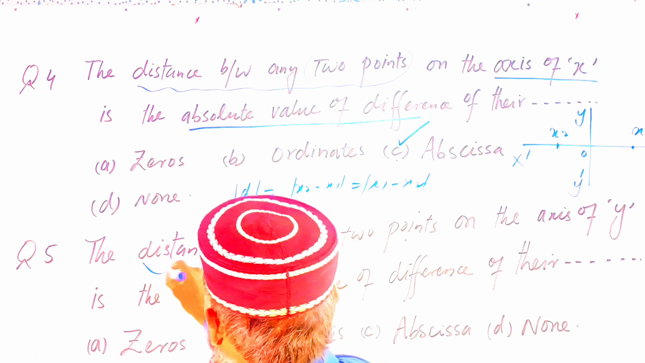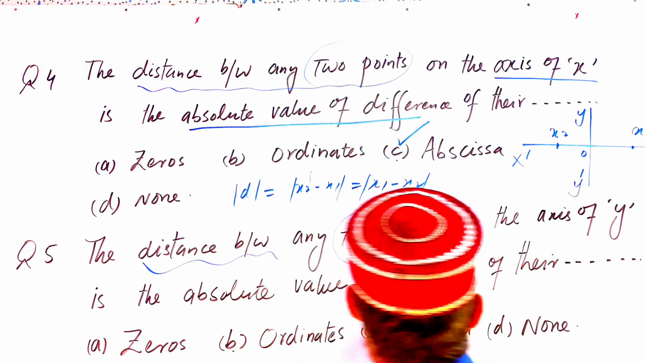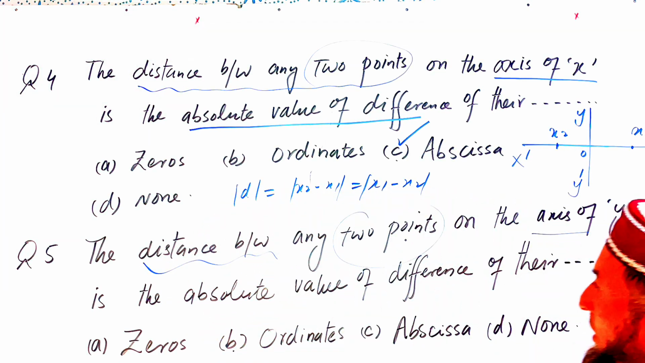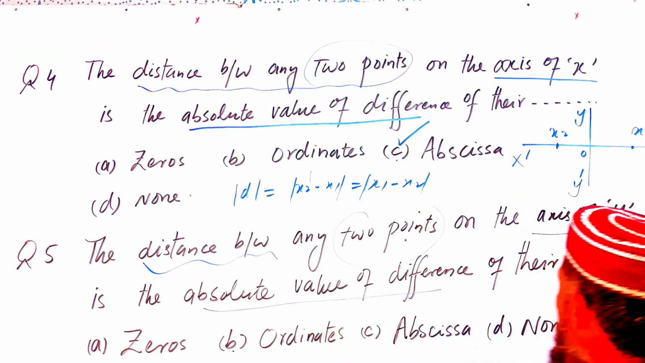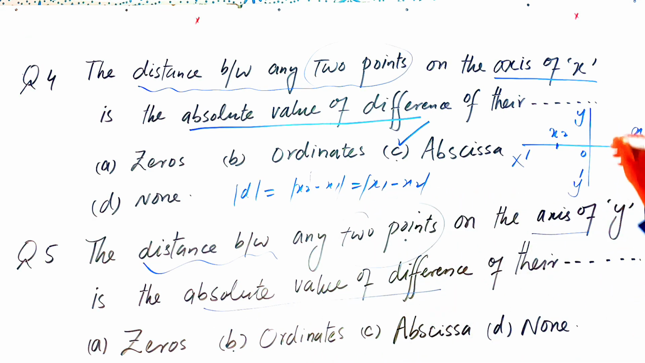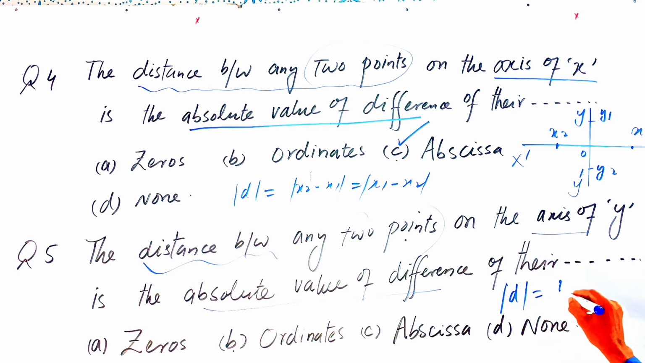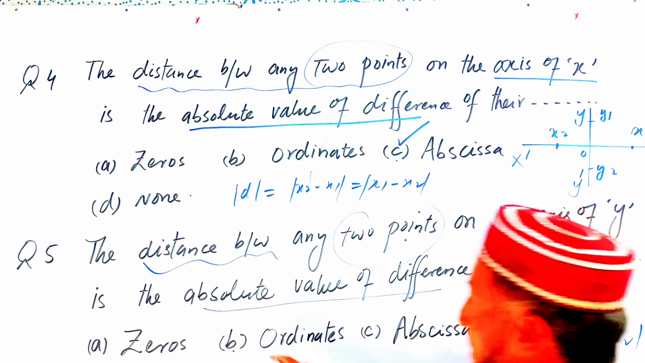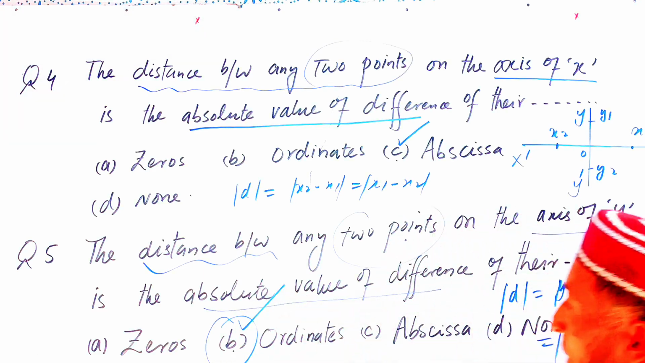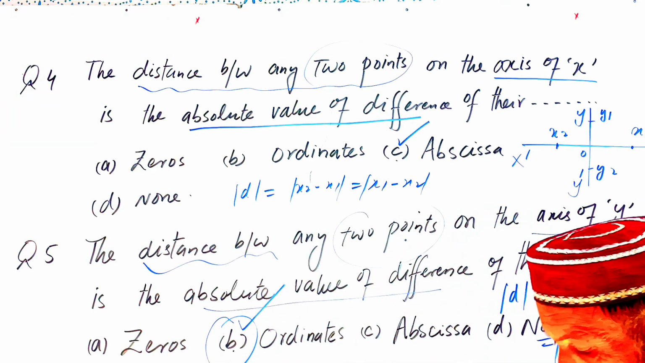Similarly, if we find the distance between any 2 points on the axis of y, the absolute value of the difference is equal to y. So y1 and y2. If we are finding the absolute value of the distance between 2 points, |y2 minus y1| or |y1 minus y2|, we get the result in this form. So we will get the answer, that is the absolute ordinate values.